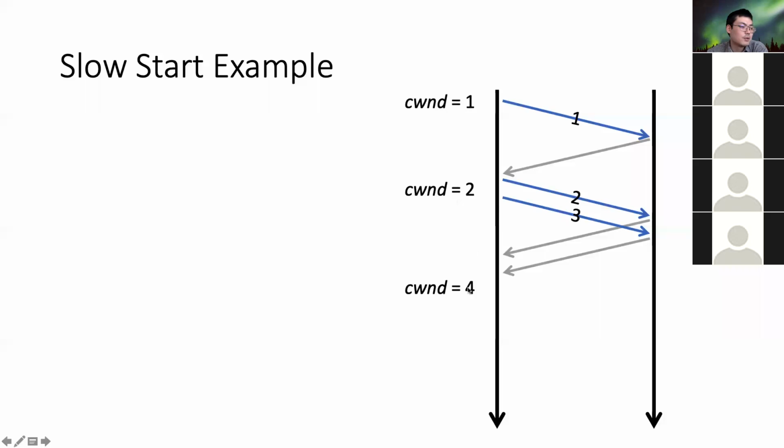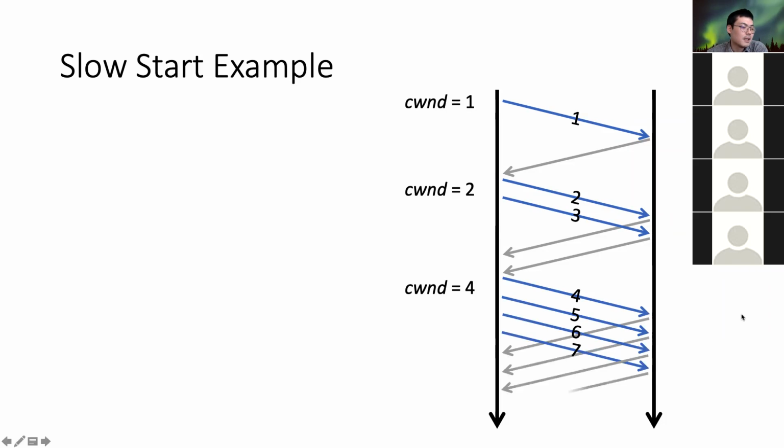Then you will increase 2 by 2. You get 4. Okay. And next time you will send 4, 5, 6, 7, right? And then you will get 4 acknowledgements, you will get 8. So you can see that each round trip, you actually double your window size. This is exponential. Right? If this goes on, this is really quick, right?